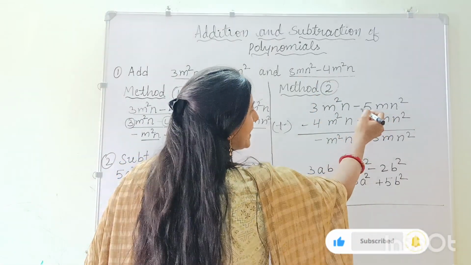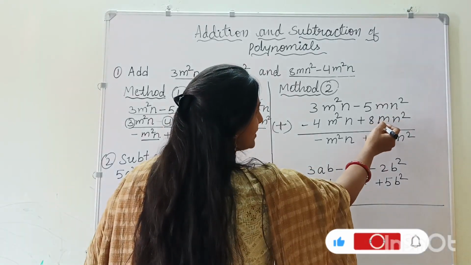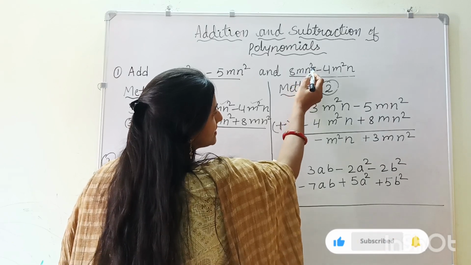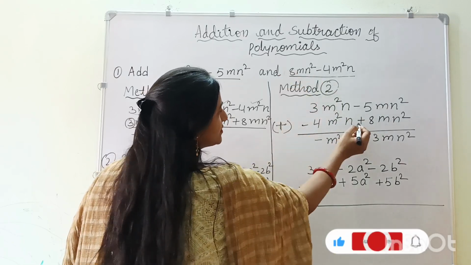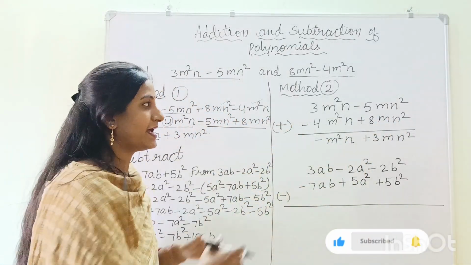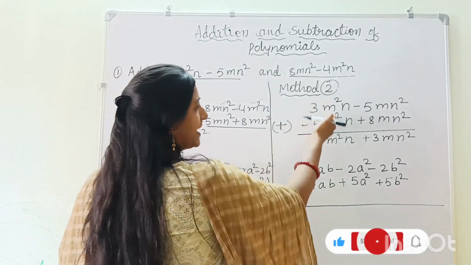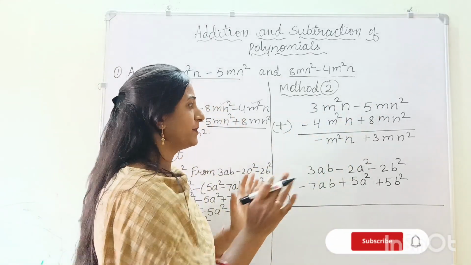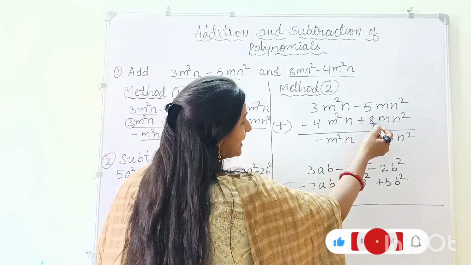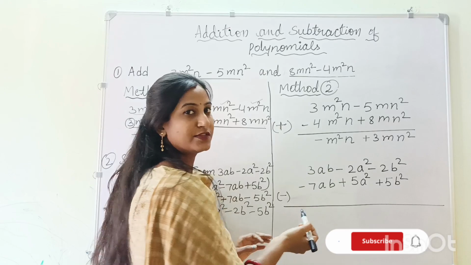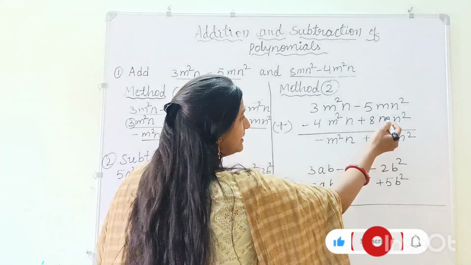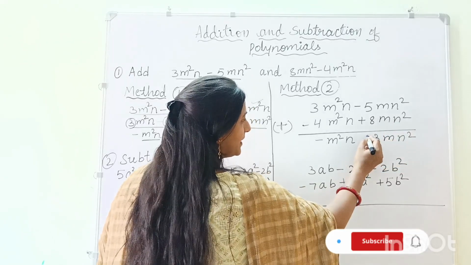The next term is minus 5mn square. Below that you have to write the same like term. Which is the like term? Here, mn square. What is the sign of this? Plus. So plus 8mn square. So these two expressions we have written vertically, with like terms together. Now we have to add: minus 5 plus 8. Both have unlike signs, so we subtract from the greater number. 8 minus 5 you will get 3, and mn square as it is. So plus you got.